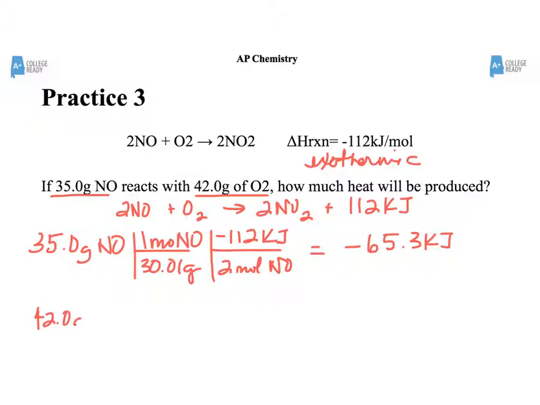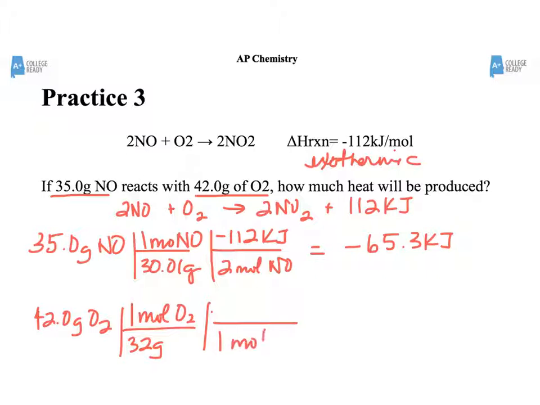Do the same thing, but with the other reactant, the oxygen. 42 grams of oxygen. There are 32 grams of oxygen in a mole of oxygen. And now we're going to do our stoichiometry. And for every 1 mole of oxygen, we get 112 kilojoules. Do the calculation, that would give us negative 147 kilojoules.